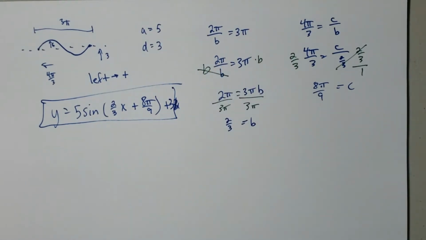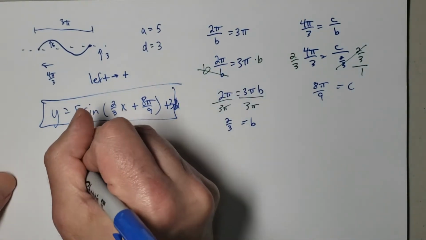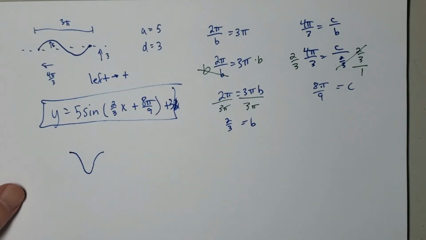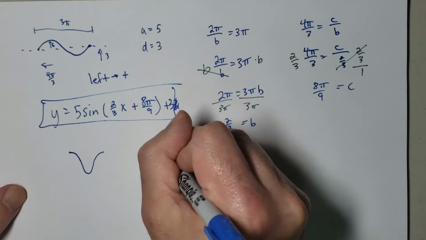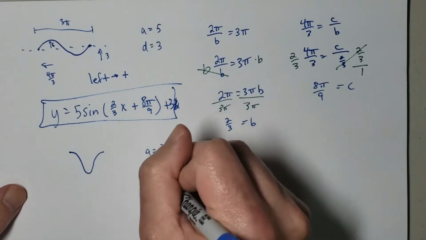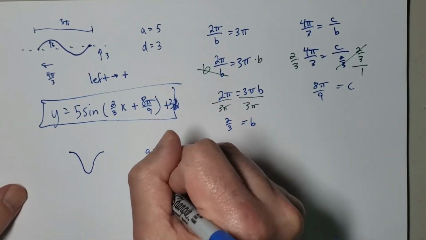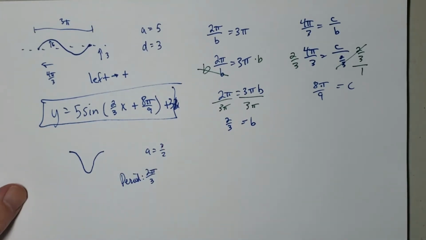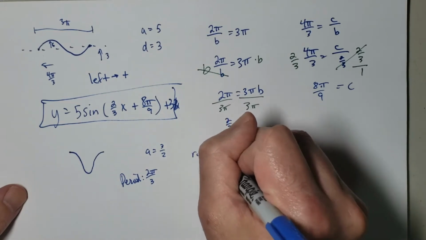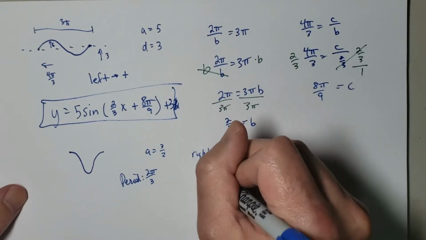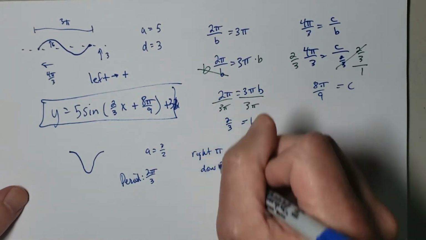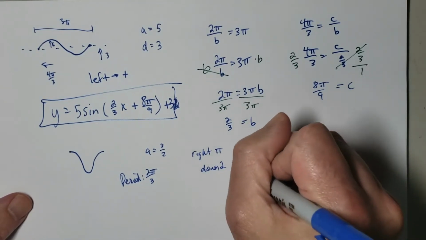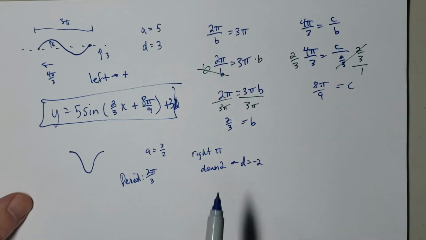All right, cosine function that starts at its maximum. So cosine starts at its maximum, goes like that. Has an amplitude of 3/2, period of 2 pi over 3, shifted to the right pi, and down 2. Again, down 2. This one's pretty straightforward. This tells me that D is -2.